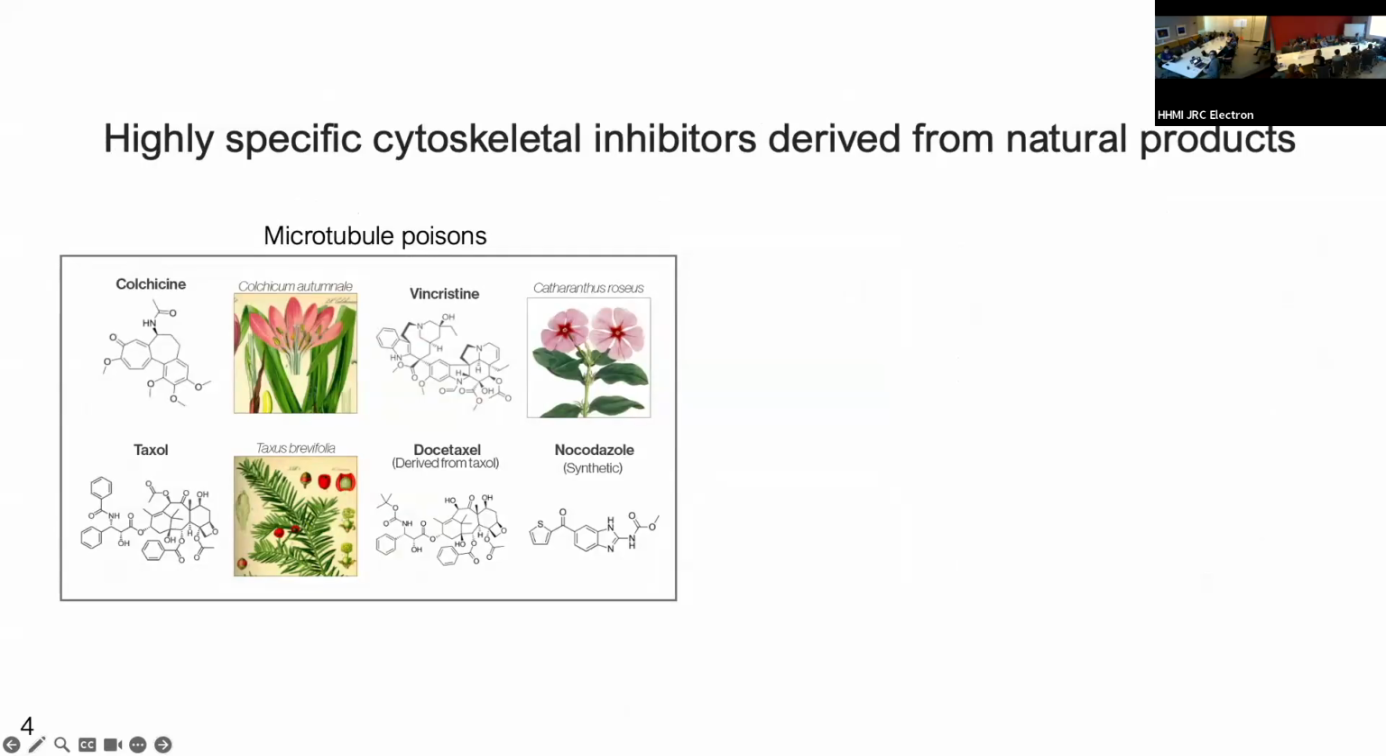Here are some of the more famous drugs you may have heard of. Colchicine, for example, was isolated from the autumn crocus. Vincristine from periwinkles. I didn't know what that was until a couple days ago. Taxol has been isolated from the Pacific yew tree. All of these organisms produce these chemicals as poisons, but we've been able to co-opt them, deriving semi-synthetic versions as well as fully synthetic versions like nocodazole, and these can be used to manipulate the assembly status of microtubules in seconds to minutes.